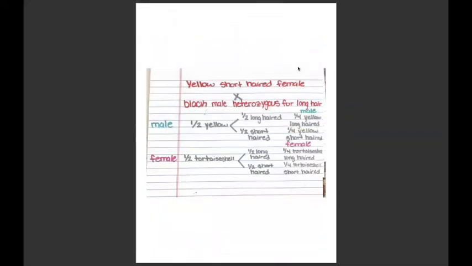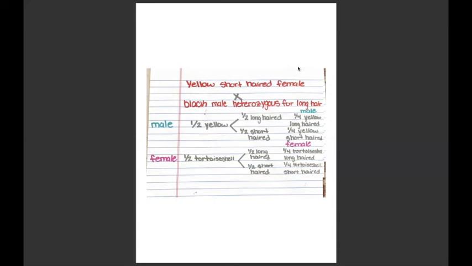Here we crossed a yellow short-haired female with a black male heterozygous for long hair. So after doing our cross, we have found that half of our offspring will be male and half of our offspring will be female. So let's focus on our males first. When looking at the males, we know that they will be fully yellow. So half of our offspring will be yellow, half will be long-haired, and half will be short-haired. Therefore, we have 1/4 yellow long-haired male, 1/4 yellow short-haired male.